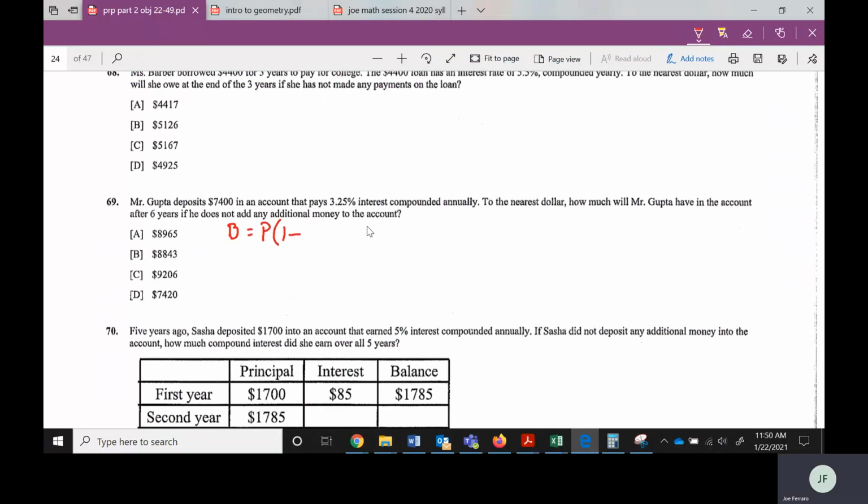So the formula is this. So principal 7,400. The 1 is the part of the equation plus, so if we have 3.25, we're going to go 1, 2, so 0.0325 is the interest rate as a decimal. And the time here is 6. Okay, so the next step in the parentheses, 1.0325. You put that.